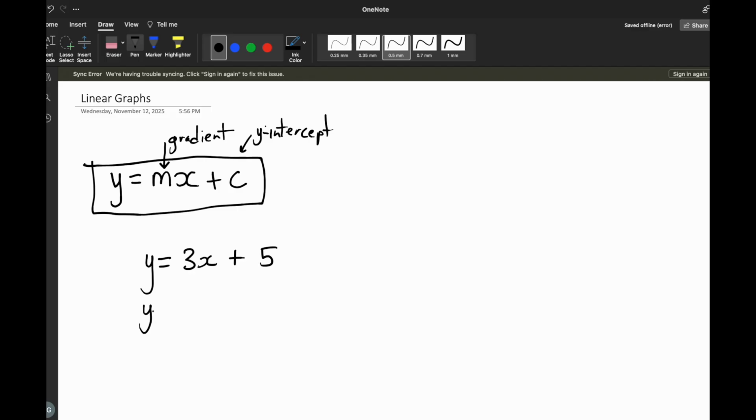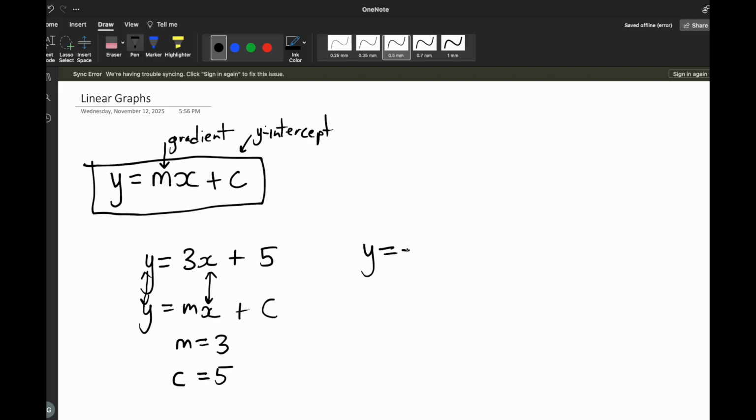Now, let's say we had an equation that said y is equal to 3x plus 5. Now, if I'm comparing, I know that this one here is m and this one here is c, right? Because y is y, x is x. So therefore, m is the same as what in this equation here? 3. Whatever number is in front of the x. So m is 3. So for this particular equation, the gradient is 3. And the y-intercept would be 5. Everybody understand that? Y'all got it now, right?